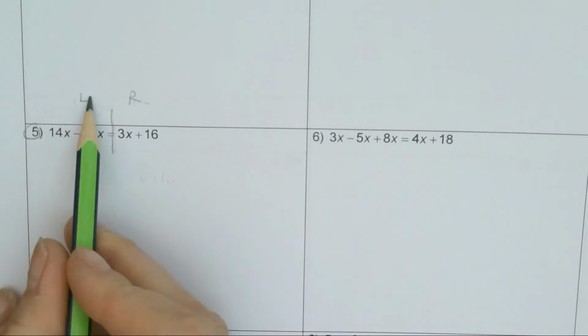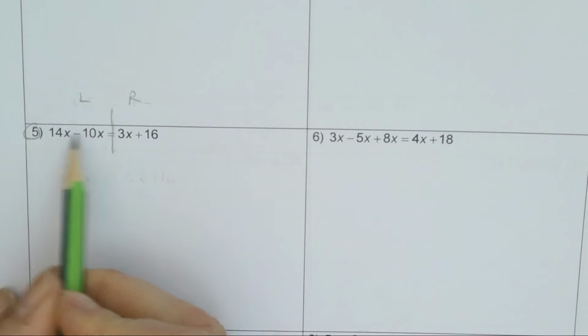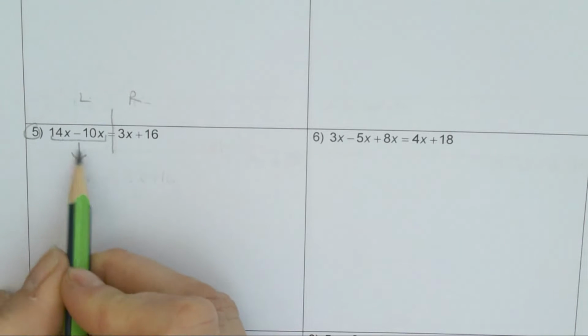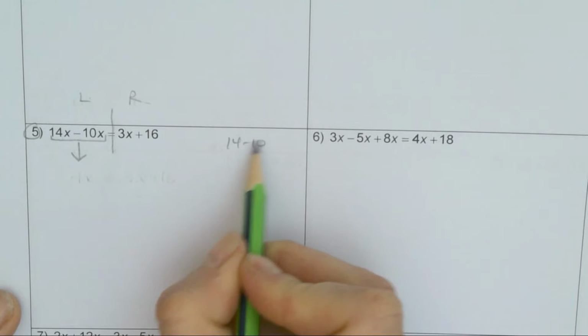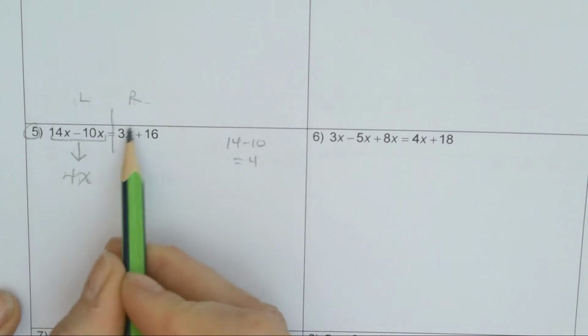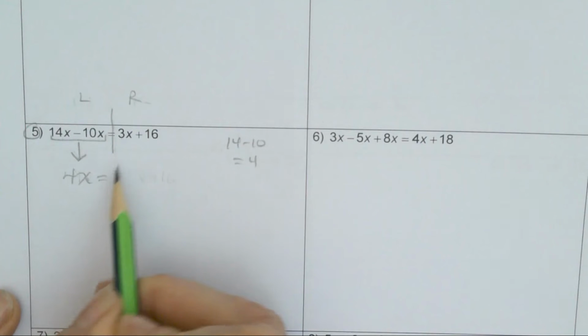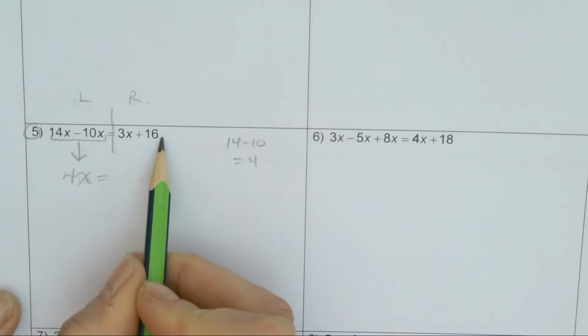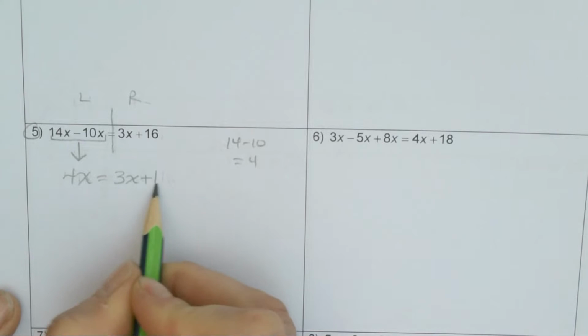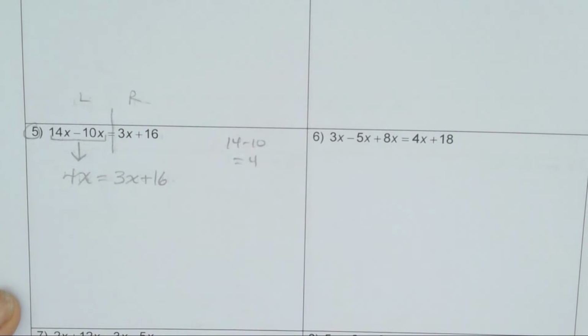Now if I look at the left side, the 14 has an x and the 10 has an x, so we can put these together because they are like terms. So 14 minus 10 equals 4, so this is 4x. Can I simplify the right side? Well, this 16 doesn't have an x, so these are unlike terms, so I can't. Okay, so now I can't simplify anymore, so I'm going to start to solve.